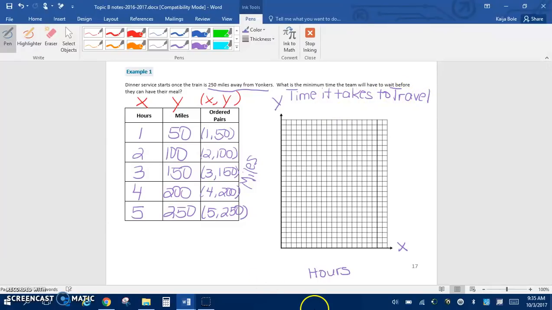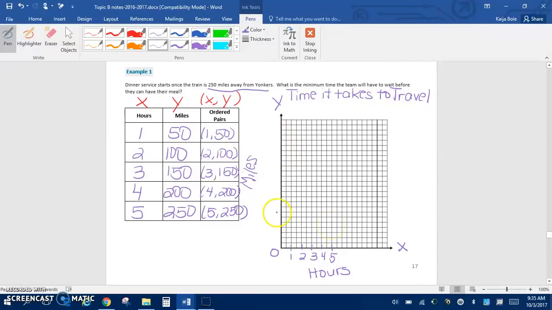And now we need to put some numbers on here. So for hours, first of all, we always have to start at 0. And now for hours, we go by 1. So I'm going to skip every other line. So this would be 1, skip 1. This would be 2, skip 1, 3, skip 1, 4, skip another 1, 5. And that's how far we went in our table.